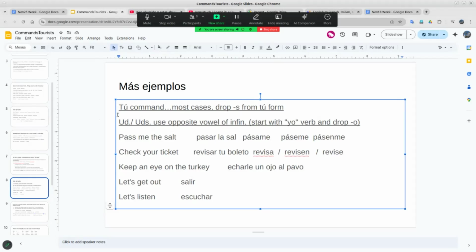All right. Oh, keep an eye on the turkey. It's Thanksgiving week. And the way they say that, echar means to throw, but this is a very colloquial thing. Keep an eye on is échale un ojo. Throw an eye on it. Meaning you're doing it kind of casually every once in a while. And you only need to use one eye to do it. Isn't that interesting? You only need to use one eye because you're doing other stuff. You got more important stuff to do, but you're just keeping an eye on it.